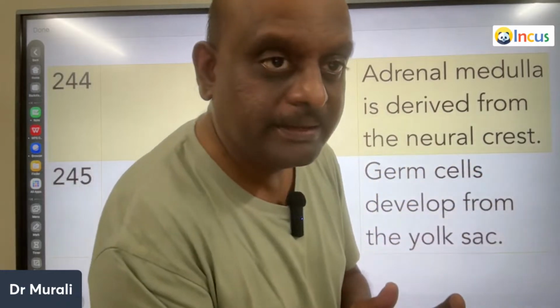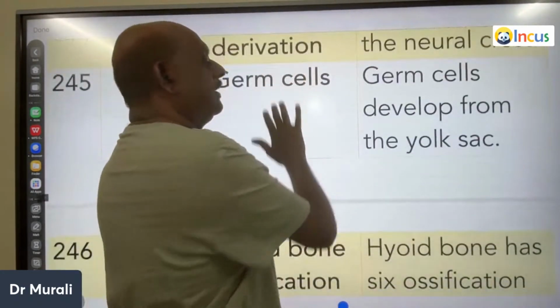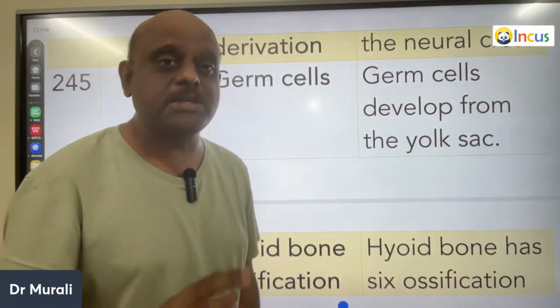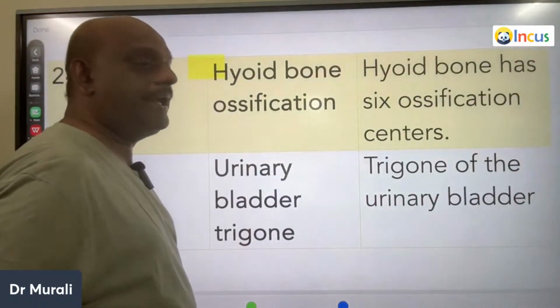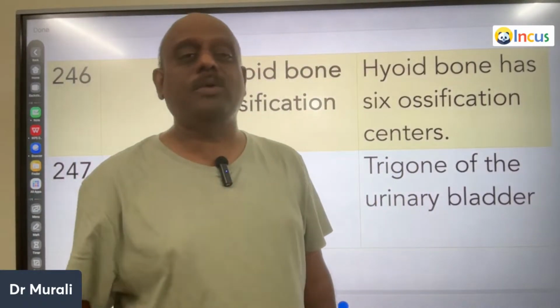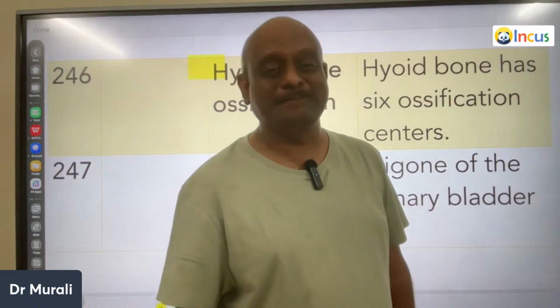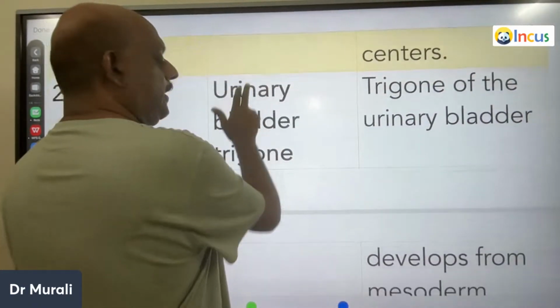So doctor, you should remember that the adrenal medulla is derived from neural crest. Germ cells are developed from the yolk sac. How many ossification centers does the hyoid bone have? If you have not read this fact even once, how will you remember? How will you guess in the exam? Right? 6 ossification centers is the answer for the hyoid bone.